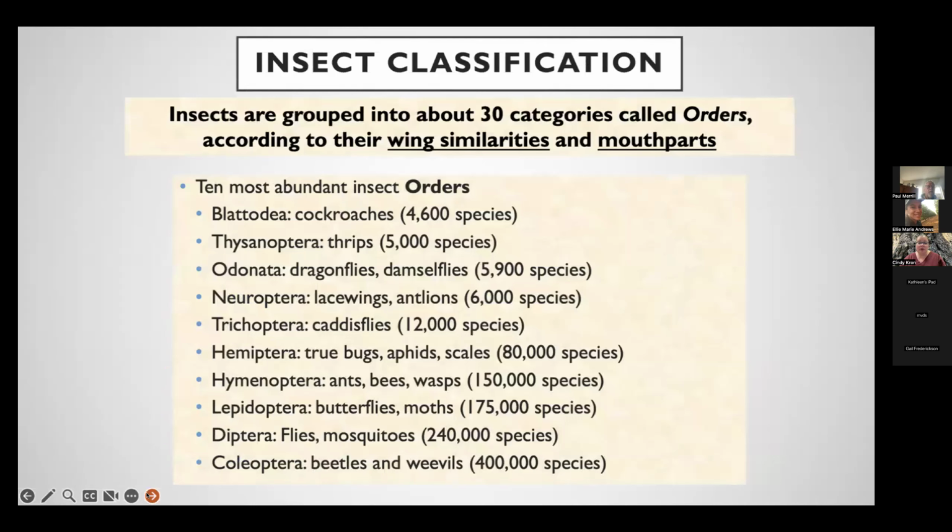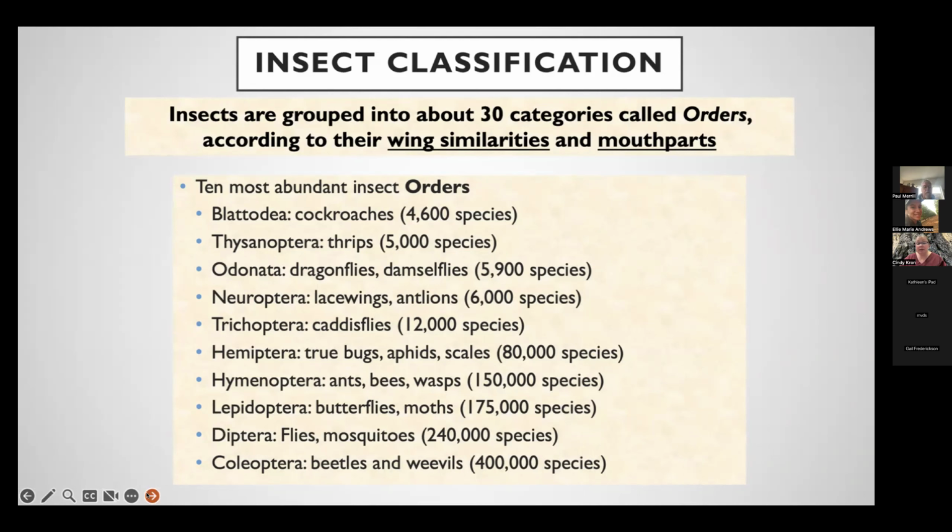Insects are grouped in about 30 categories called orders. So earlier I said we're going to focus on the orders of insects. There's about 30 categories, according to their wing similarities and these mouth parts that we were talking about. The 10 most abundant orders that we find are cockroaches, thrips, dragonflies and damselflies together, lacewings and antlions together, caddisflies, true bugs, aphids, and scales.